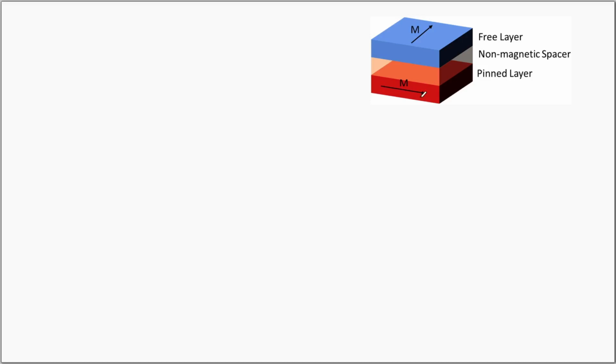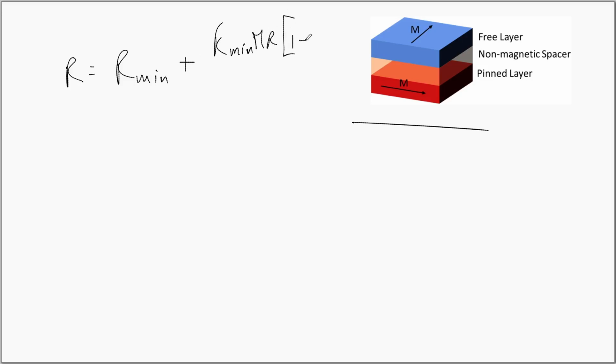The pinned layer is having magnetization along the x direction, and the free layer magnetization is now along the y direction. Potential difference will be along the z direction. So these two are orthogonal. Between these two layers we have the non-magnetic spacer. If the free layer is aligned orthogonally to the pinned layer as shown here, then one can write the resulting resistance as R minimum plus R minimum MR into (1 minus sin theta f)/2.